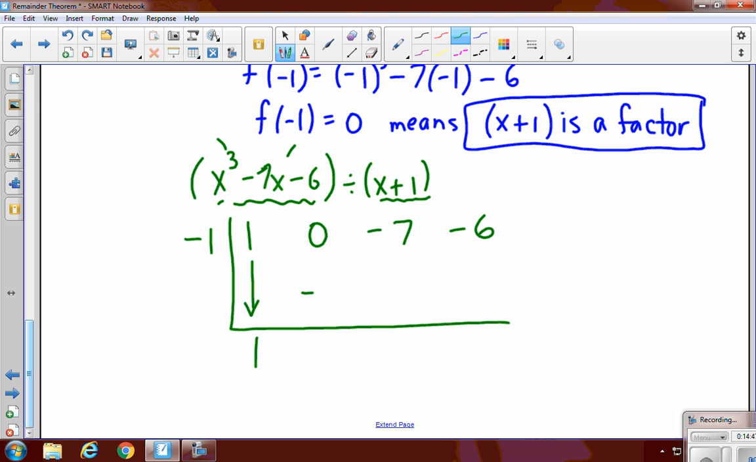Negative 1 times 1, negative 1. Add that up, I get a negative 1. Negative 1 times negative 1, well, that's positive 1. Add that up, I get a negative 6. Negative 1 times negative 6 is a positive 6. Add it up, I get a 0. In synthetic division, this is always the remainder. We were dividing a cubic function to start with, which means this is going to be squared, an x, and now a constant.